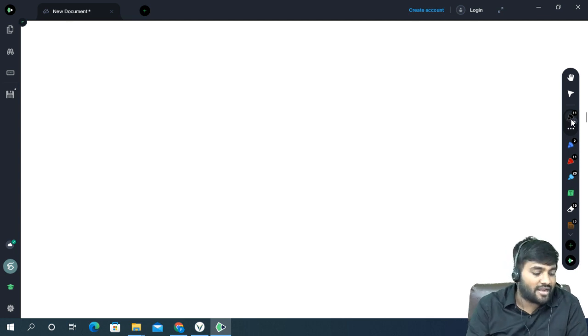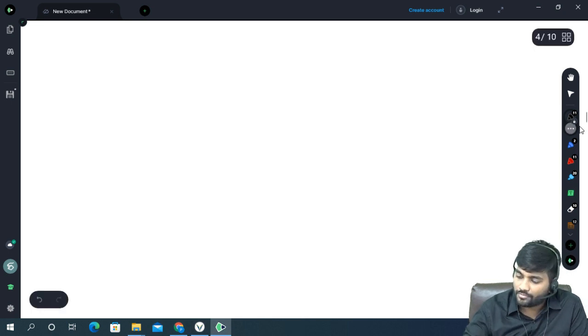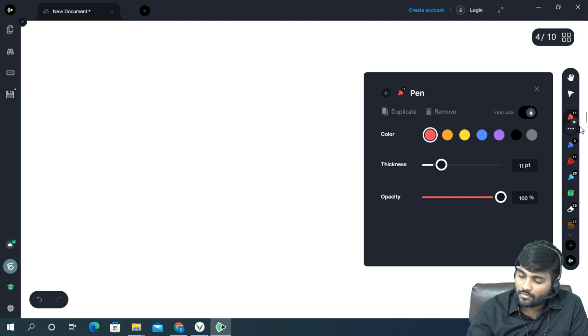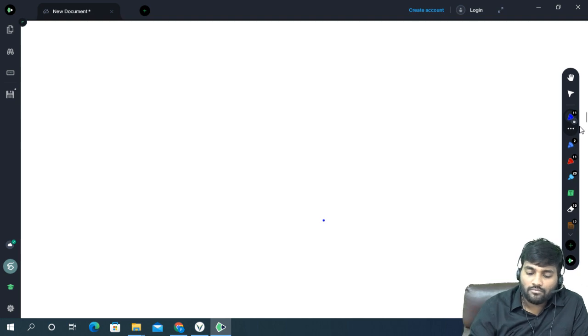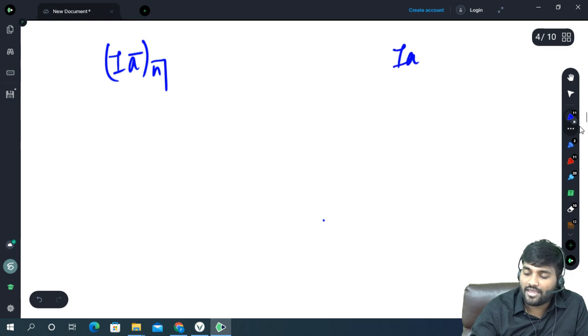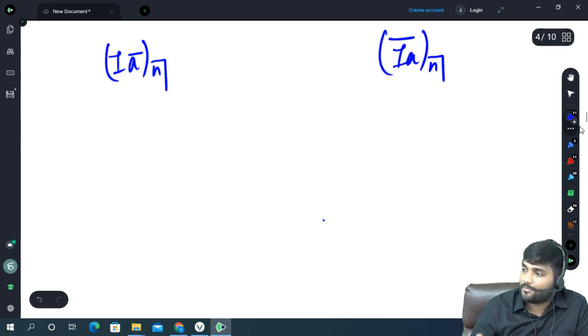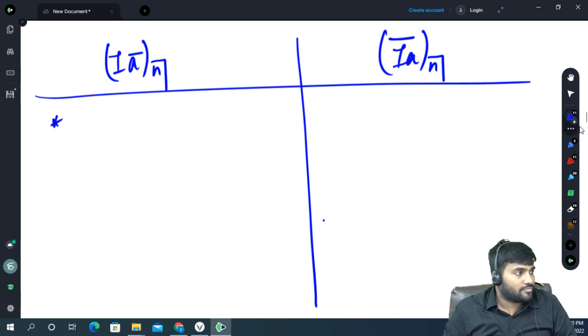Now, the next case that we are going to do today is write down (Ia) bar n. So wait, don't copy. (Ia) bar n and (Ia) whole bar n. Okay, there are two things that we need to study. Write down point number one. (Ia) bar n.